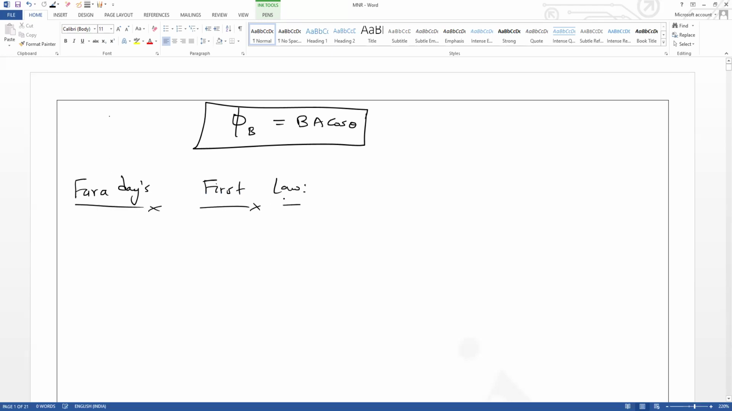As I told you, I made an error there. That is EMF, that is what we can call voltage. So voltage is induced. Faraday's first law of electromagnetic induction is: whenever there is a change in magnetic flux linked with a conductor, then 100% a voltage is produced.